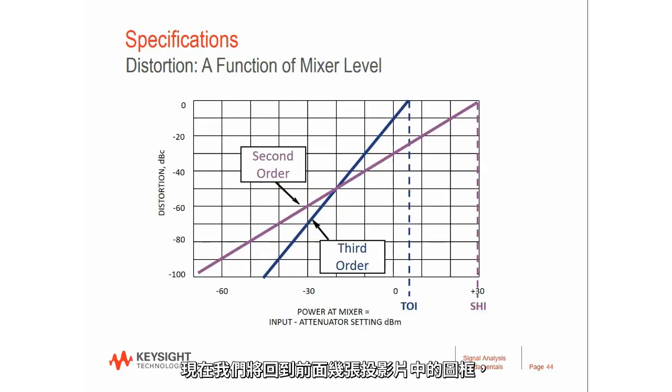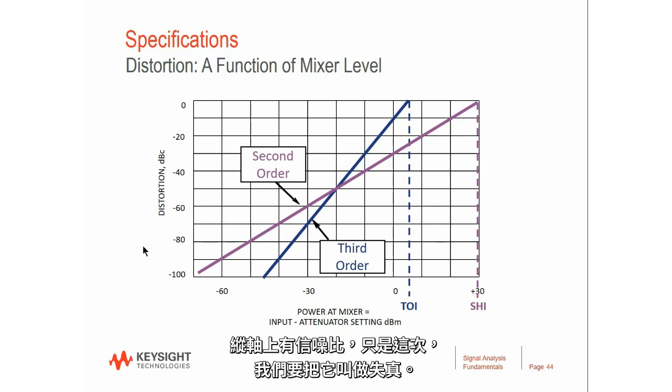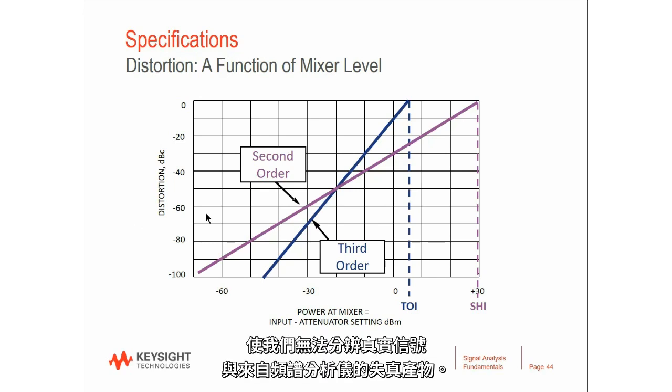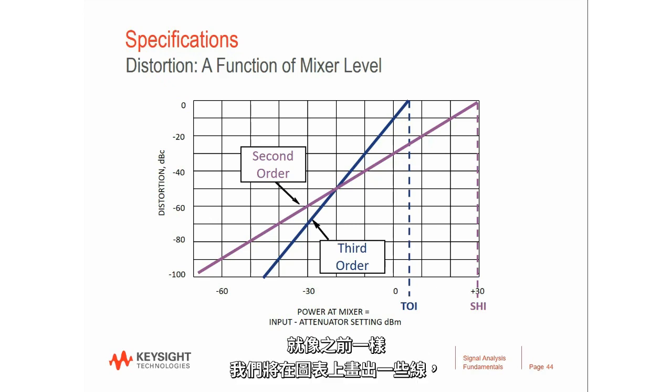So now we're going to come back to that diagram I introduced a few slides ago, where we have input power to the mixer on the horizontal axis and signal to noise ratio on the vertical axis, only this time we're going to call it distortion. Because at the high end, at high power levels, it's the distortion that's going to limit our ability to see the true signal separately from the distortion products generated by the spectrum analyzer itself. And just like before, we're going to draw some lines on this graph that represent the trade-off between input power to the mixer and the signal to noise or the signal to distortion ratio that you would see on the vertical axis.